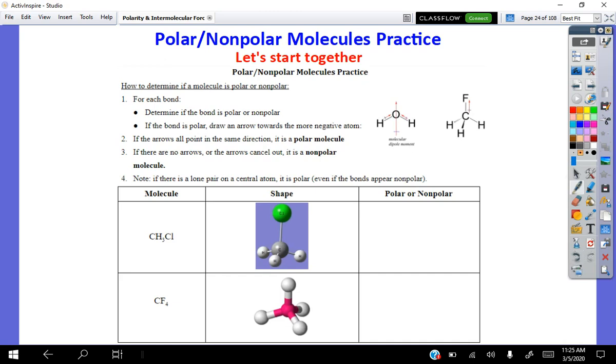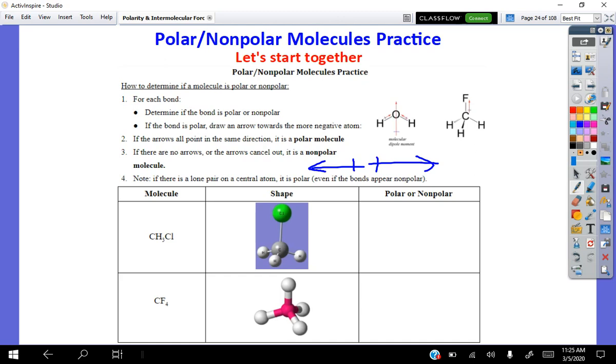If there are no arrows, or if the arrows cancel out by pointing in equal and opposite directions, so the arrows would have to look something like this, then you could consider it a nonpolar molecule. Some hints, and it relates to the symmetry of the molecule. If you see a lone pair on your central atom, it will always be polar, even if the bonds appear to be nonpolar.